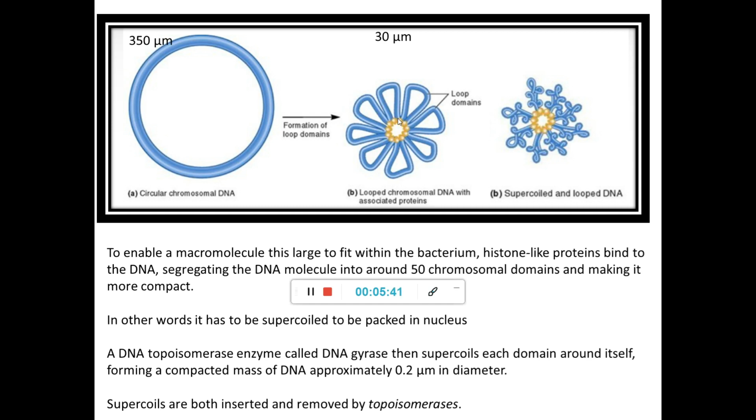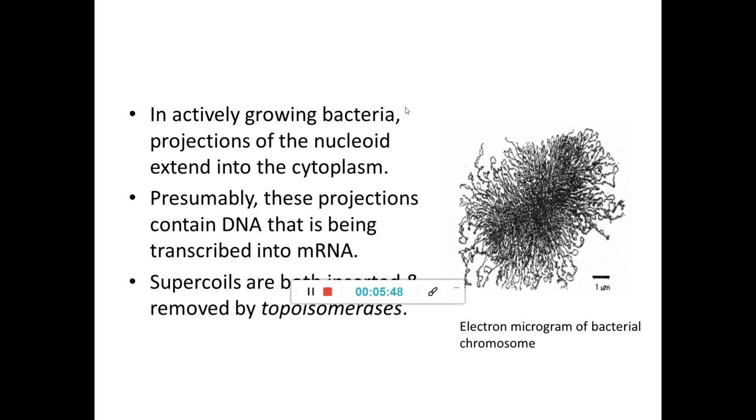Now, supercoils can be inserted as well as removed by topoisomerases. This is a picture of an electron micrograph of a bacterial chromosome which has been spread to a size of about 1 micrometer. In an actively growing bacterium, projections of the nucleoid extend into the cytoplasm. Presumably, these projections contain DNA that is being transcribed into mRNA. And the supercoils are both inserted and removed by topoisomerases.